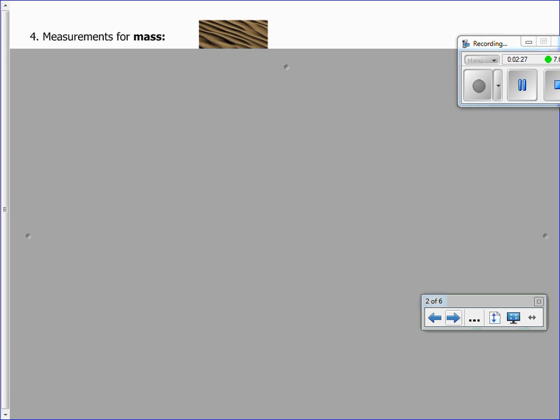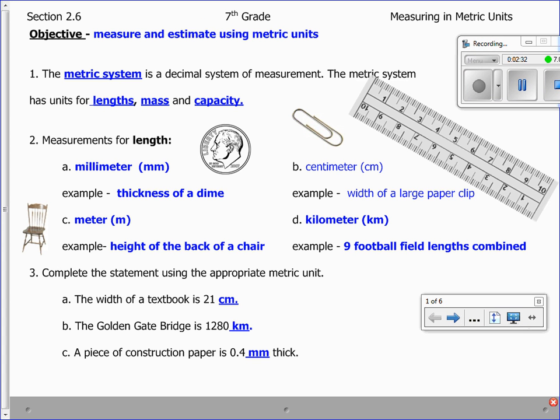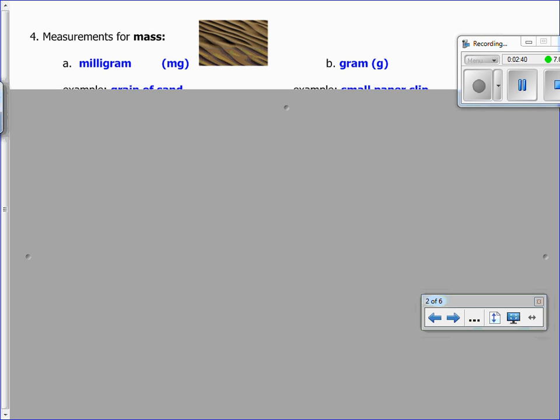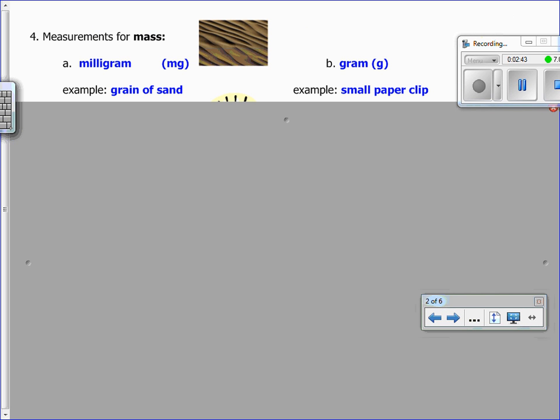Now we're going to move to mass. As you can see in the previous one, we talked about the measurement for length and used some examples for it. Now we're going to go to the next category, which is mass. It's in milligrams, which is mg, the smallest unit. If you're speaking in milligrams, you think of a grain of sand. B, gram, which is a g. It has the mass of about a small paper clip.